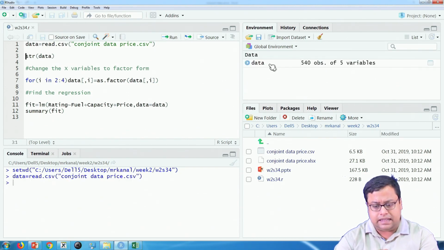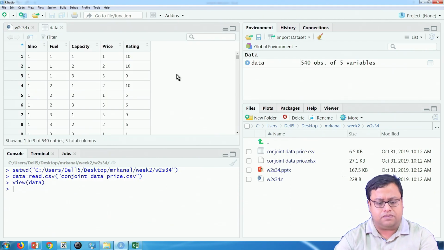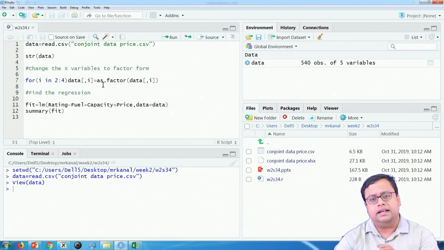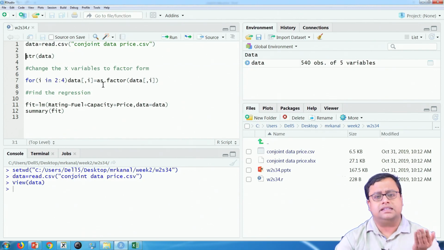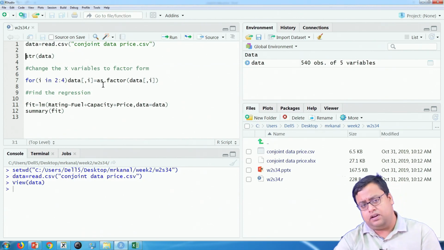The data is 540 observations of whatever I have shown right now. These 540 observations are data collected about 9 options for 60 respondents. Each respondent is giving 9 options, and there are 60 respondents, which creates 540 observations.